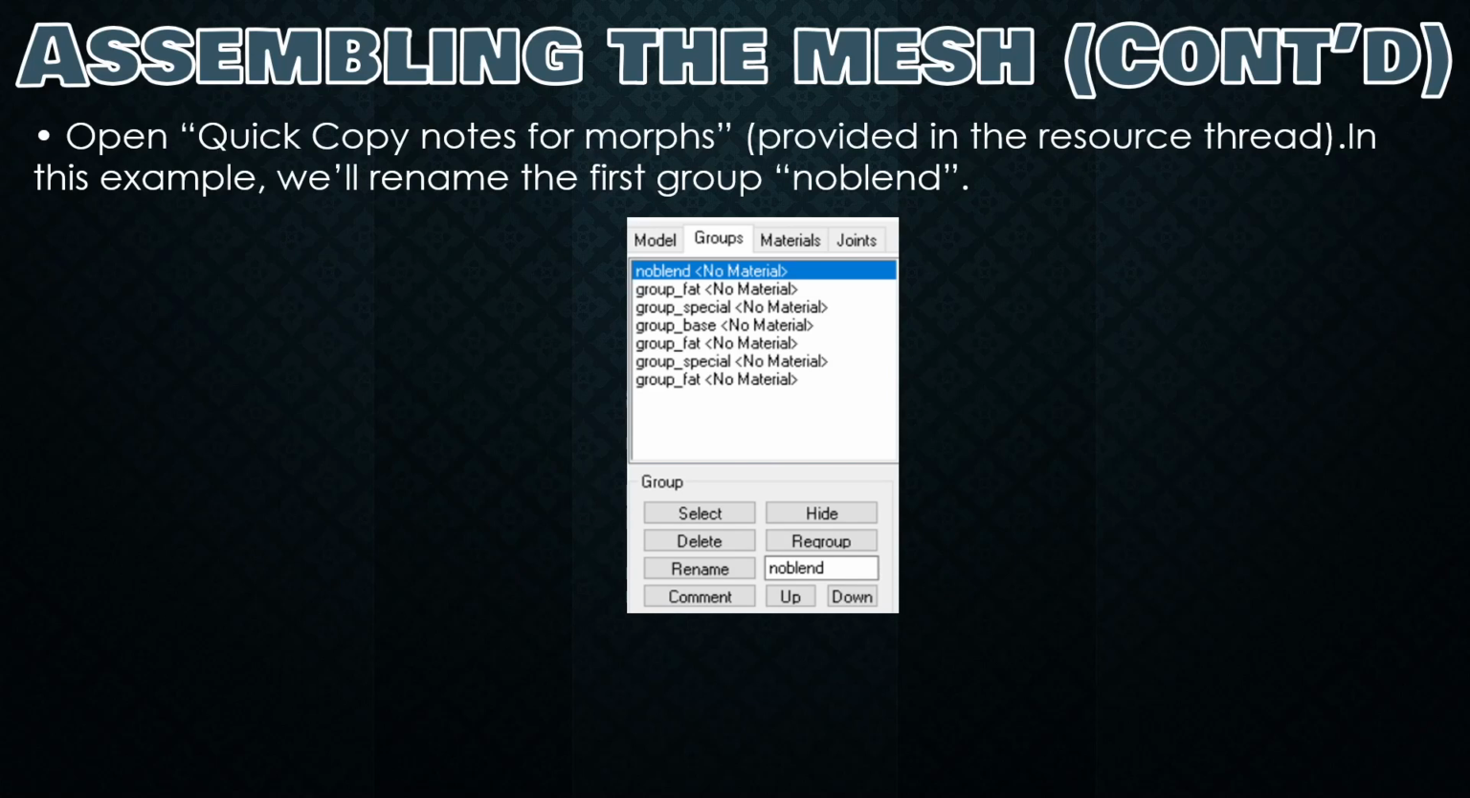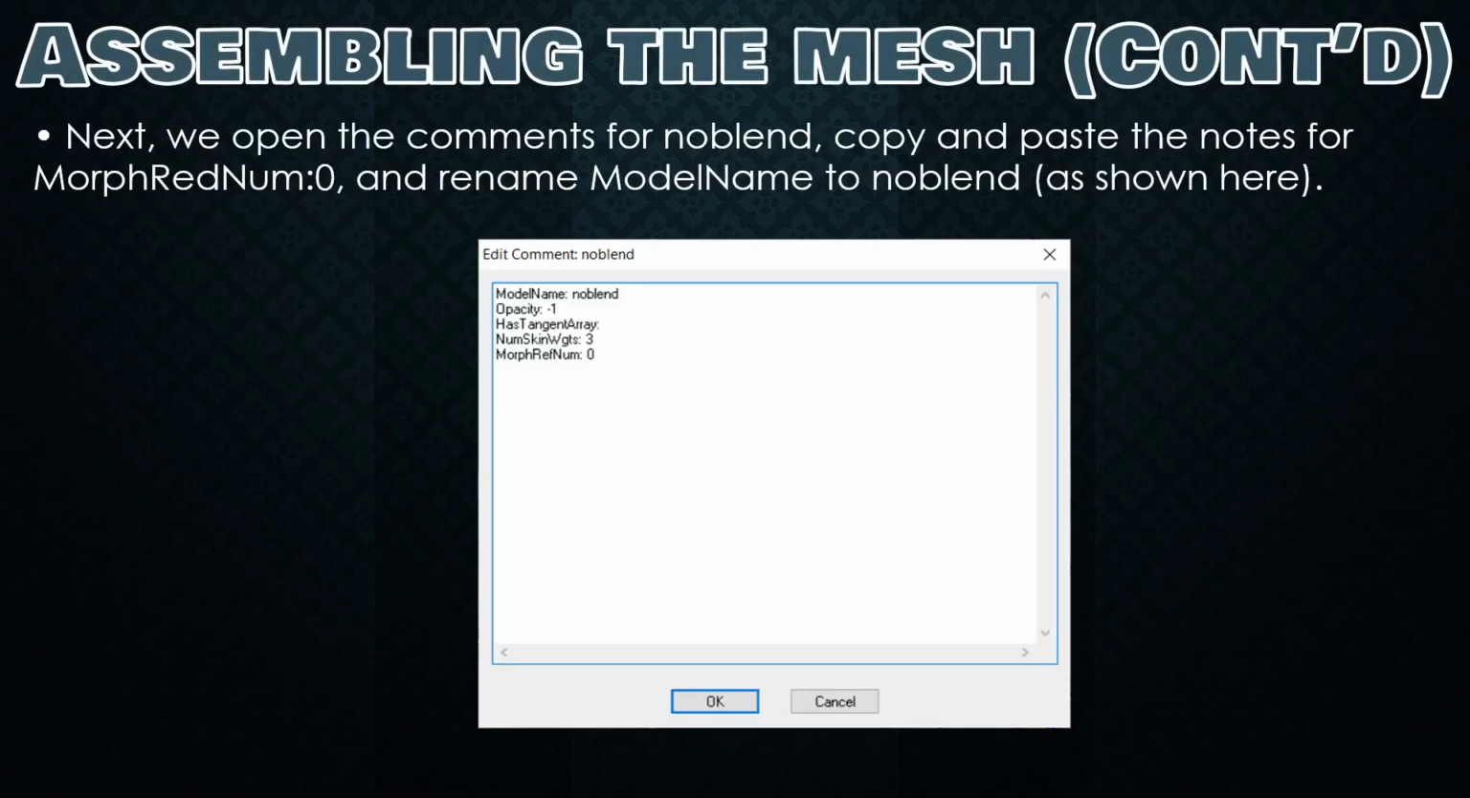Then in this example, the first one that I imported was NoBlend. So we're renaming that NoBlend, just like so. And then in NoBlend, we open the comments and we just paste from body to morphref number 0, those 5 lines. And instead of body, we rename that to NoBlend. We click on the OK and we're done.